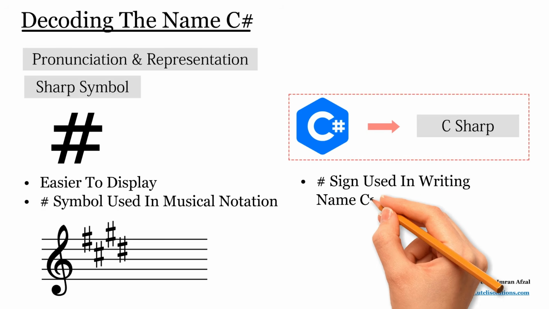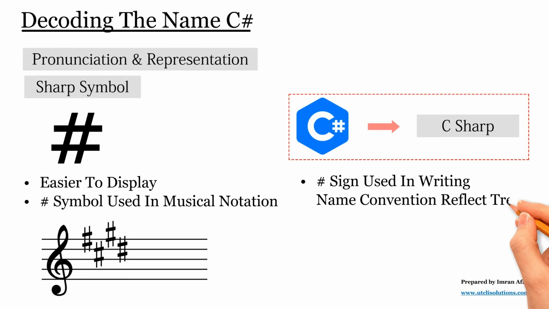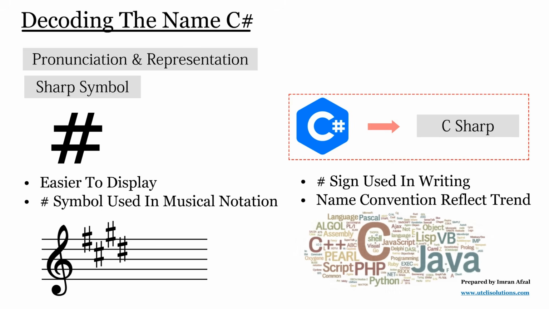This naming convention reflects a trend in computer science to use creative and meaningful names for programming languages, often with puns, references, or symbolism to convey the language's characteristics or lineage.